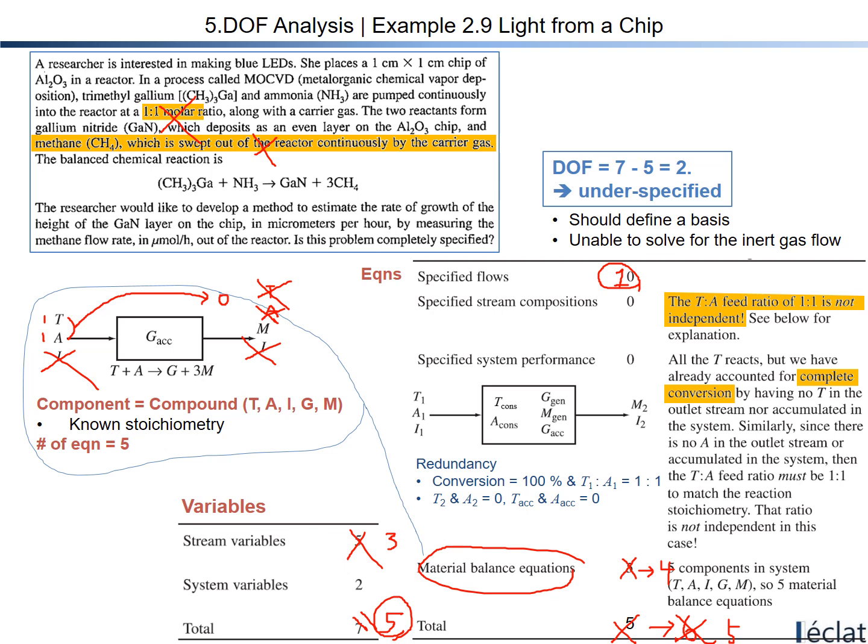So after defining the basis, you would have 0 DOF, like 5 minus 5, without considering inert gas. Then you could calculate all terms related to T and A and G and M. That's it. So you can solve this problem after fixing the basis.